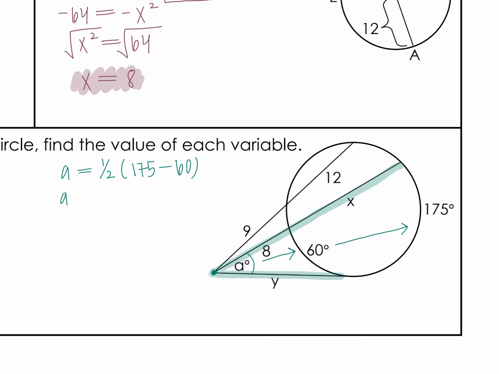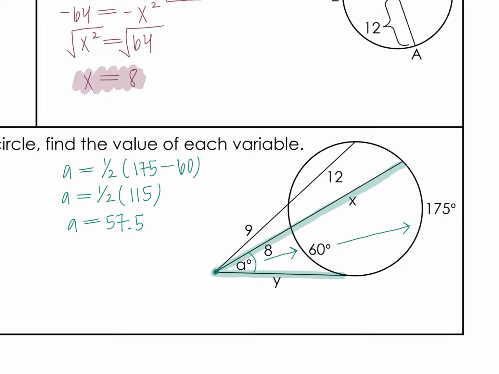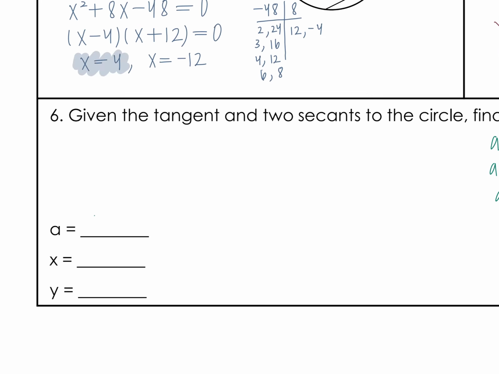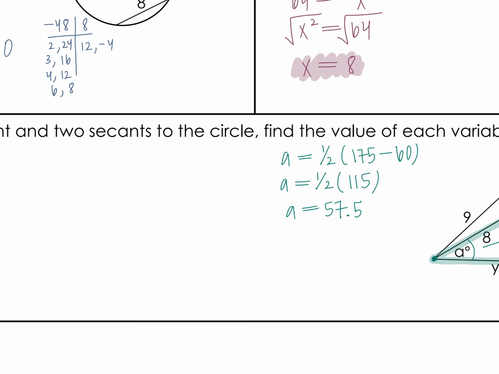When you subtract here, your A is equal to 1/2, and 175 minus 60 is going to leave you with 115. And so our A is just equal to 57.5. Remember, no degree, because if you look in the picture, that A already has a degree next to it. All right, now let's look at our X.